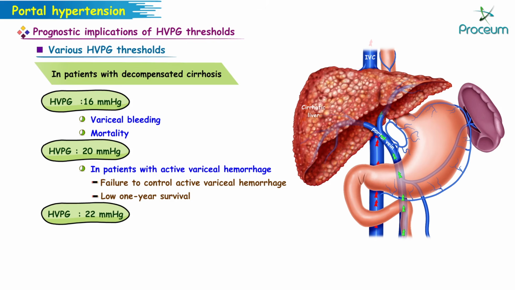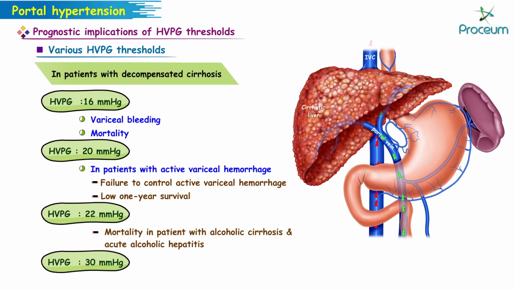The hepatic venous pressure gradient of 22 millimeters of mercury will result in a higher mortality in patients with alcoholic cirrhosis and those with acute alcoholic hepatitis. Hepatic venous pressure gradient of 30 millimeters of mercury has a higher risk to induce a spontaneous bacterial peritonitis.